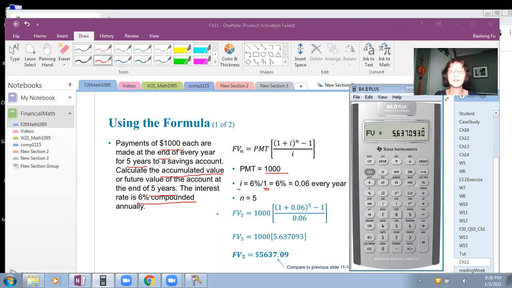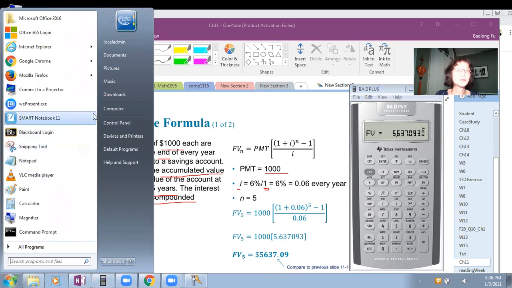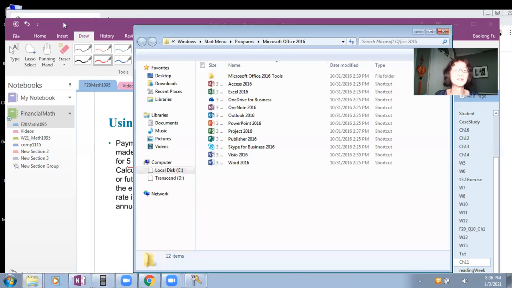You can also use Excel to do the same problem. So I'm going to open an Excel.